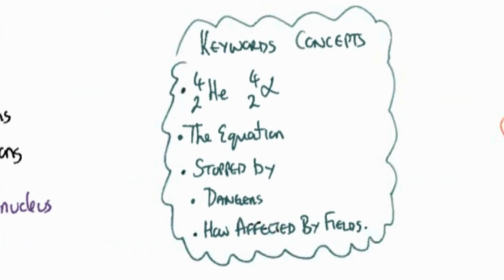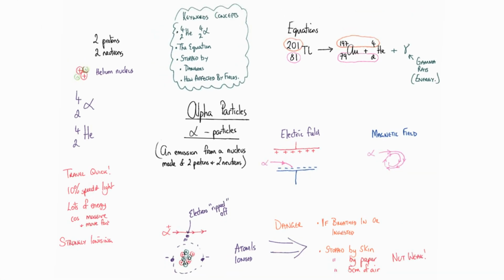Right, the key concepts are, first of all, recognise that the alpha particle is a helium nucleus and is written as 4,2 He or 4,2 alpha. Make sure you know how to do the equations of when alpha decays. That's a higher tier question. Make sure you know that it's stopped by 5 centimeters of air or paper. Be aware that it is more dangerous inside the body than outside the body, and also make sure you know how it behaves when it enters an electric field and a magnetic field. And that is everything you need to know about alpha particles.